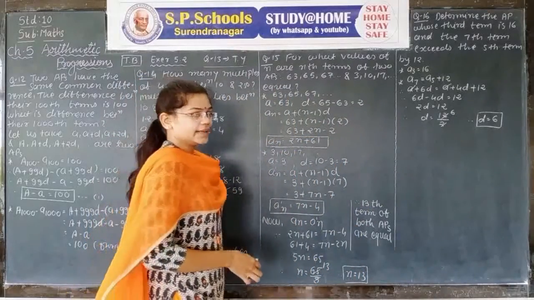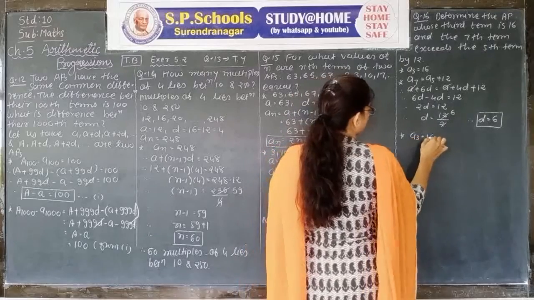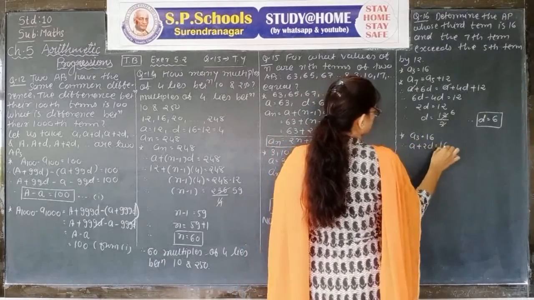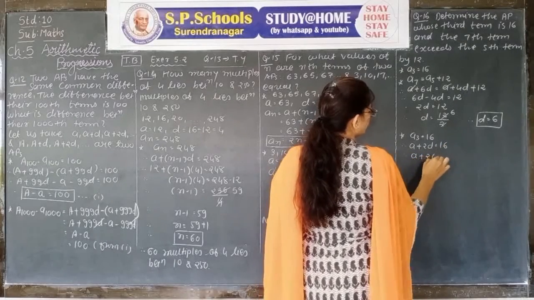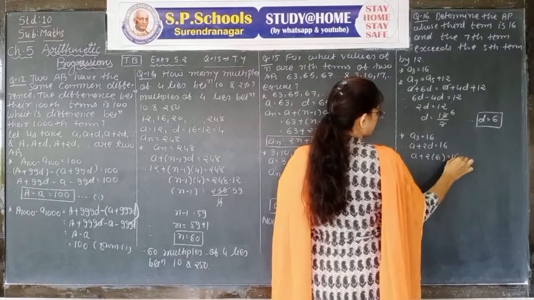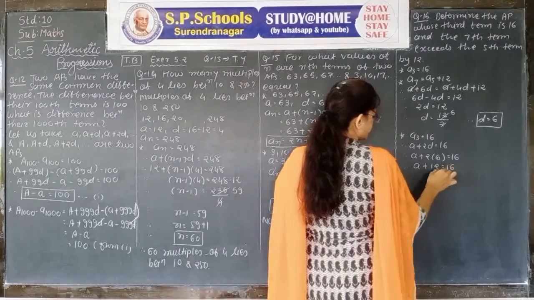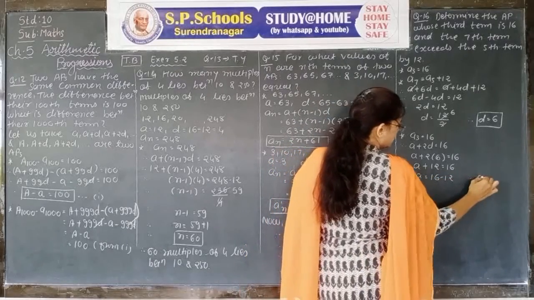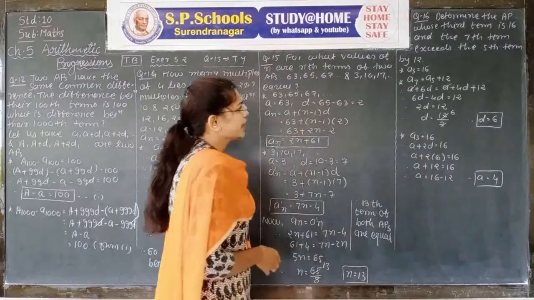To obtain the value of A, use A3 is equal to 16. A3 is equal to A plus 2D is equal to 16, where A we don't know, and instead of D put 6. That's why A plus 2 6s are 12 is equal to 16. A is equal to 16 minus 12. That's why the value of A is 4. The value of A is 4.